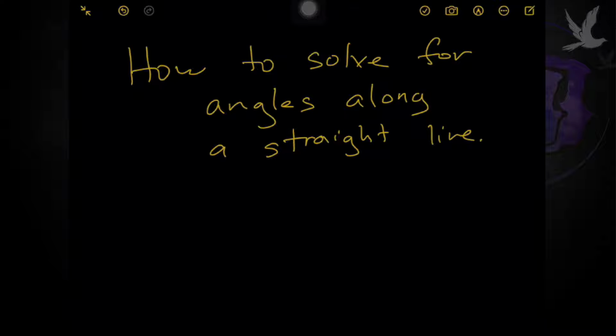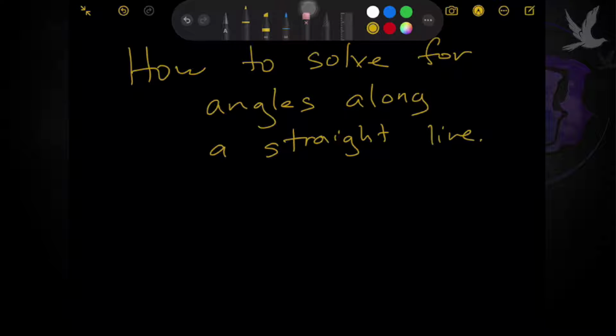Hello there kids, today we are going to learn how to solve for angles along a straight line. What kind of angle are we looking for? Of course, the missing angles. Because if the angles are not given at all, then there's no point in solving it, because you won't be able to solve anything at all.